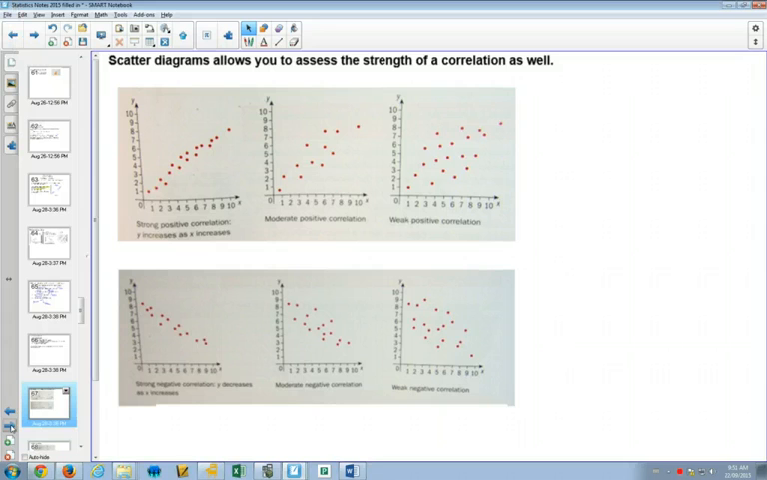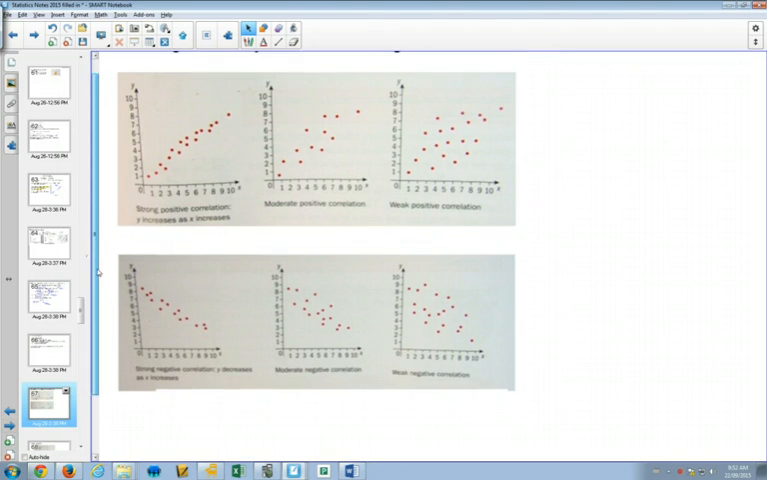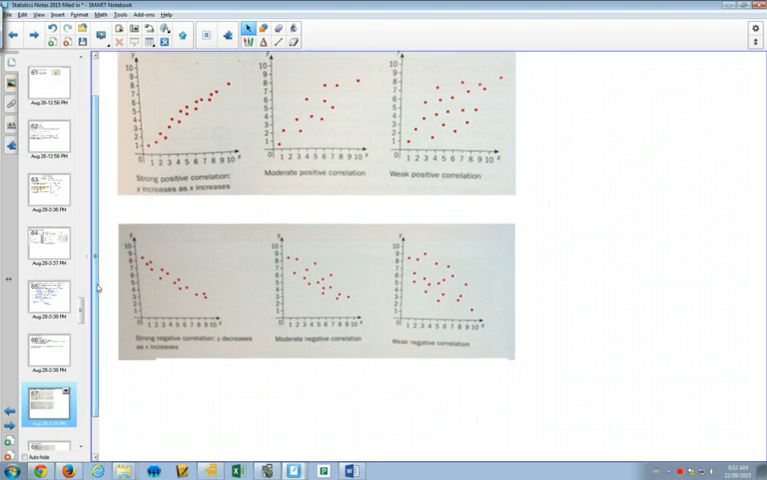Once you draw your scatter diagram, you can tell whether something has a strong correlation or a weak correlation. So here are some positive correlations, but you can see that this one's much tighter to the line of best fit than the second one or the third one is. And same thing for these negative ones. You've got some data that's much tighter, so it has a strong negative correlation, as opposed to the last one, which is more spread out.